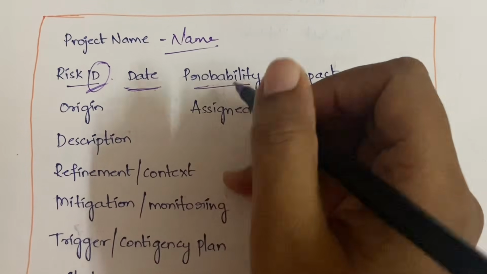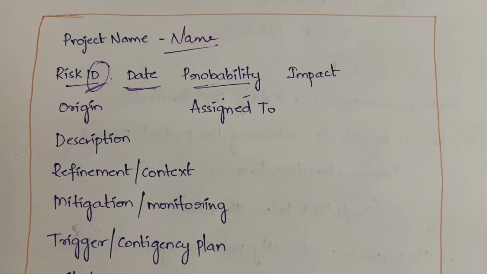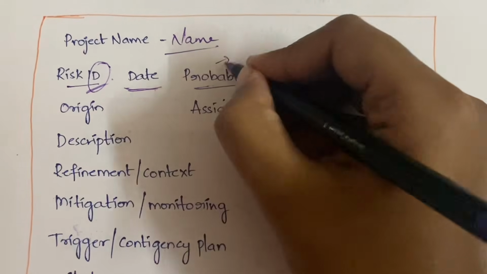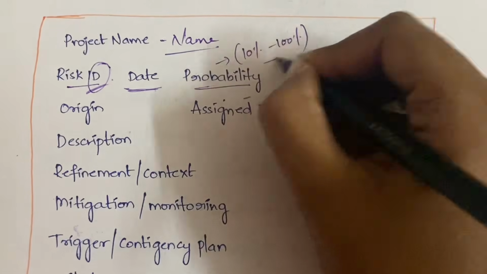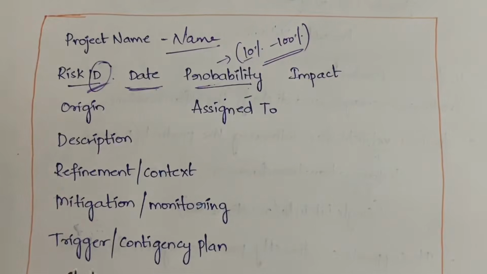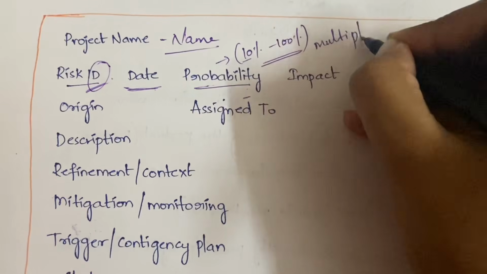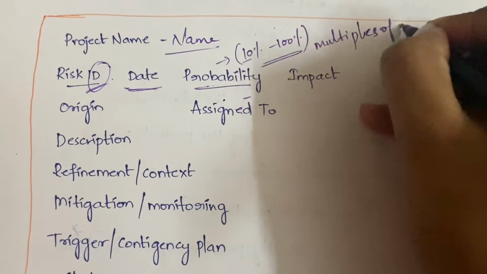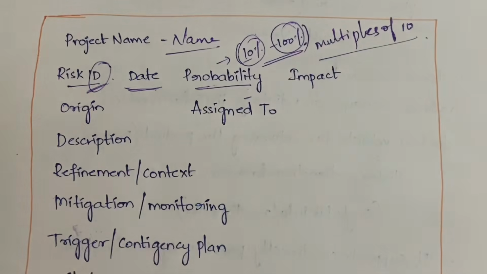And next, probability is nothing but the probability of occurrence of this particular risk, that is how frequently it is occurring. So this probability can range from 10% to 100% in increments of 10, that is it can be 10%, 20%, 30%, like that. 22%, 25%, it cannot be like that. You can have only multiples of 10. You can have the values from 10% to 100%, and only multiples of 10. Got it? So this is about the probability.